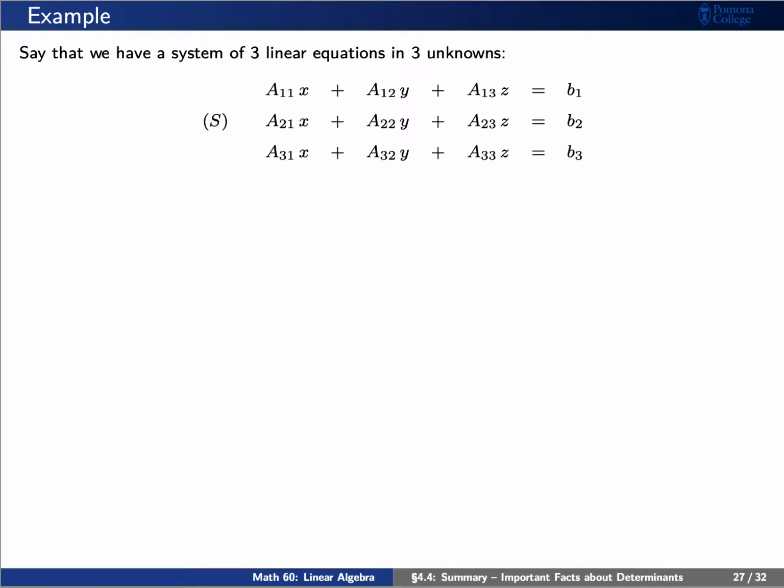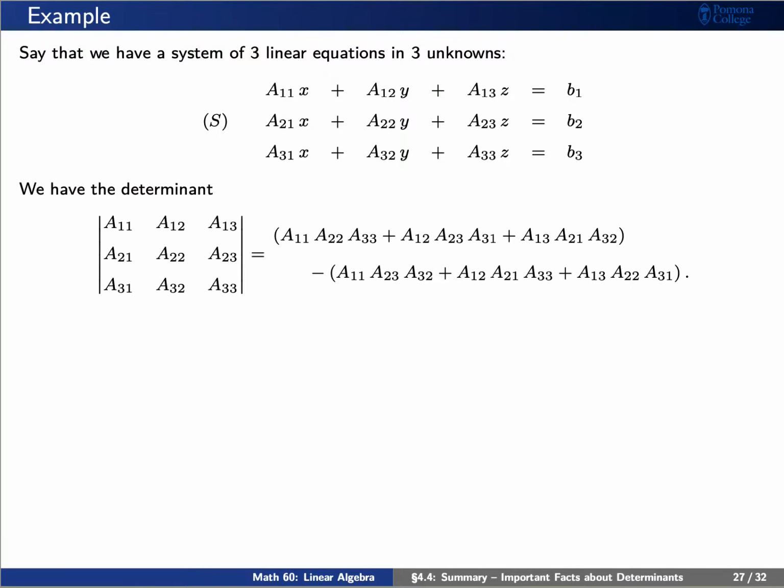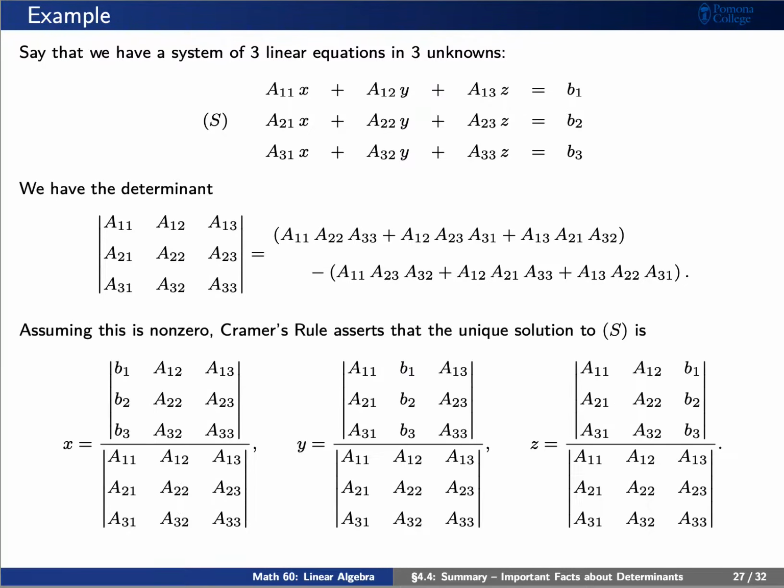Now let's say that we have a system of three equations and three unknowns. Again, we can express the determinant here for this 3 by 3 matrix. And assuming that this determinant is non-zero, Cramer's rule asserts that the unique solution is as you see here on your screen in terms of x, y, and z. Notice that the denominators are just the determinant of A. But for the numerators, they look a little bit different. For x, we've replaced the first column with b1, b2, and b3. For y, we've replaced the second column with b1, b2, and b3. And for z, we've replaced the third column with b1, b2, and b3.